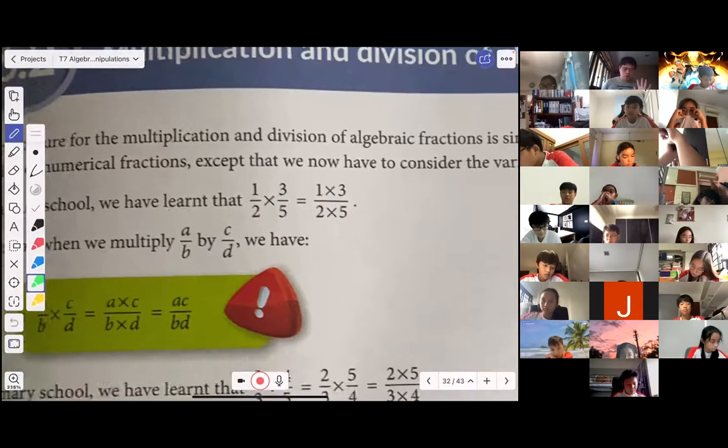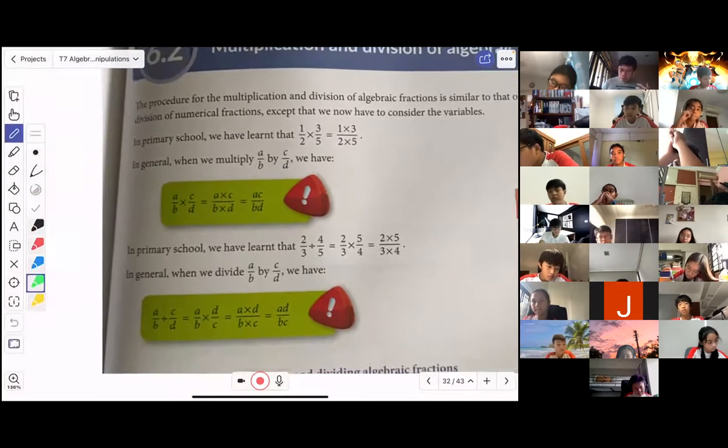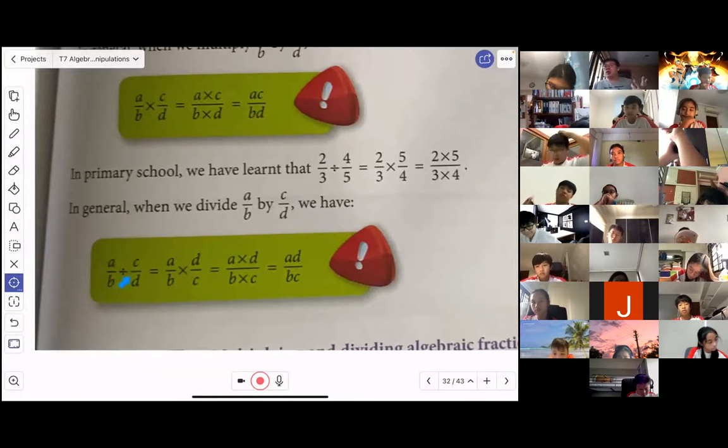Similarly, if we do it for fractions, A and C, B and D. A and C at the top, B and D at the bottom. So what does it mean? When we multiply fractions, it's the same as divide. When we divide, all we have to do is change to times. Do you still remember all this from primary school?